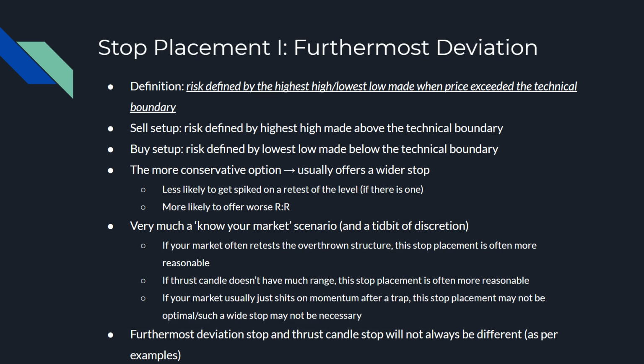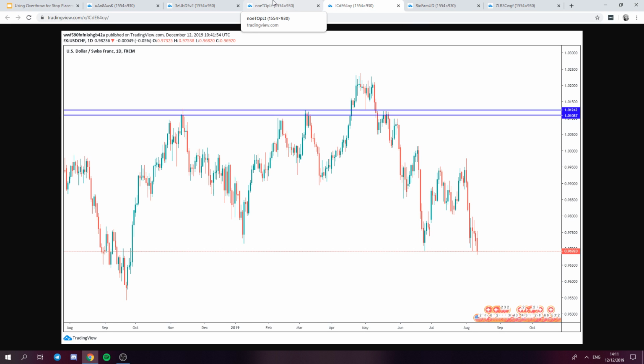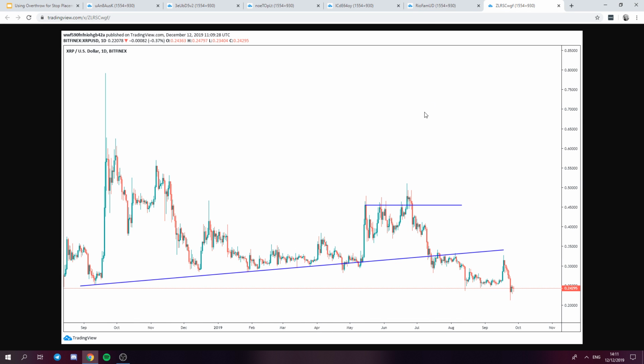It's not purely technicals. There is very much a know your market and some discretionary stuff involved. So, as mentioned, if your market often retests the overthrown structure or the level post-overthrow, stop placement is going to be more reasonable using furthermost deviation, so you avoid these types of Swissy scenarios, right? When it comes to a retest, if you're too tight, higher chance that you get spiked out, whereas furthermost deviation is more likely to keep you in, right?